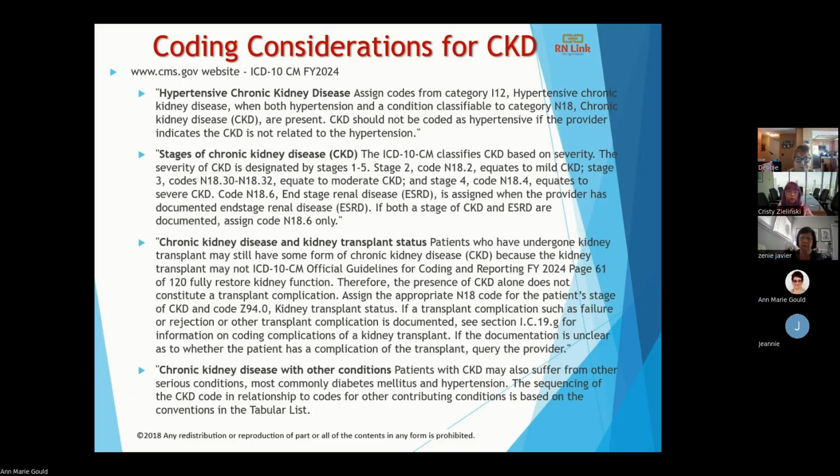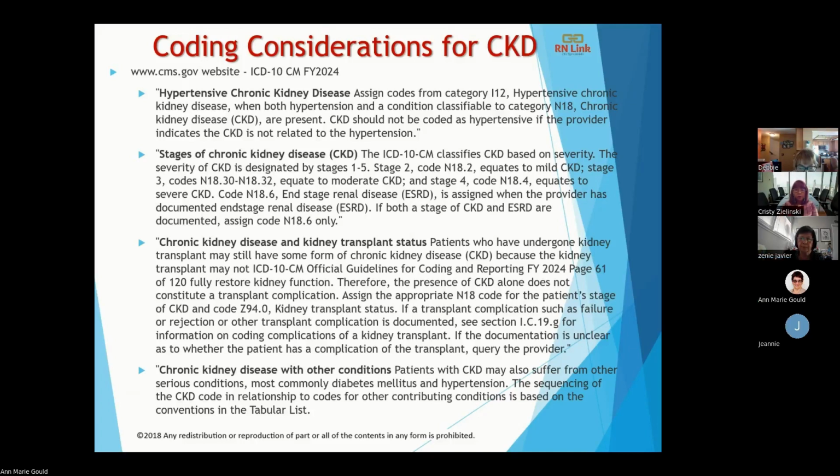Now, if a transplant complication such as failure or rejection or other transplant complication is documented, then you're going to go to coding section I.C.19.g for information on coding complications of a kidney transplant. If the documentation is unclear as to whether the patient has a complication of the transplant or not, you always want to query the provider. It's always important to make sure you clarify that transplant complication for the coders concurrently, instead of retrospectively on the back end.